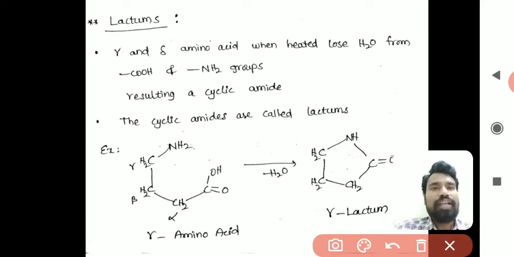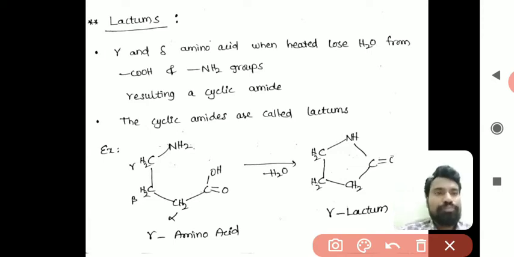The next one is lactams. So what are lactams? As we have discussed alpha amino acids, beta amino acids, gamma amino acids, and then delta amino acids, right? In the case of gamma and delta amino acids, a cyclic formation takes place. Because the chain is long, gamma hydrogens and delta hydrogens are available, so when these are heated, a water molecule is removed by reacting the carboxylic acid group with the amino group.